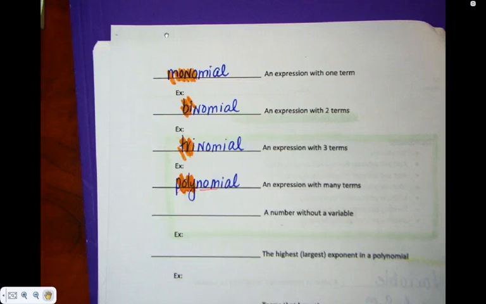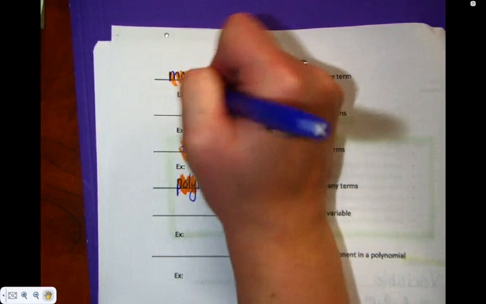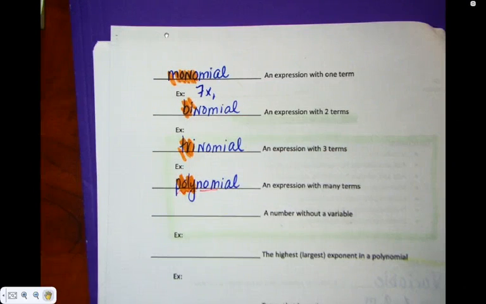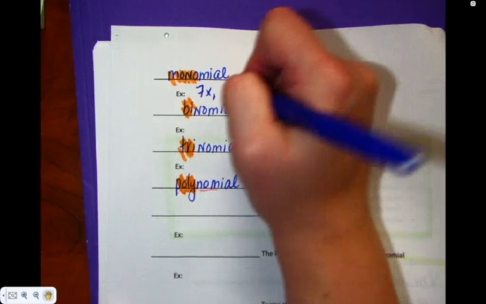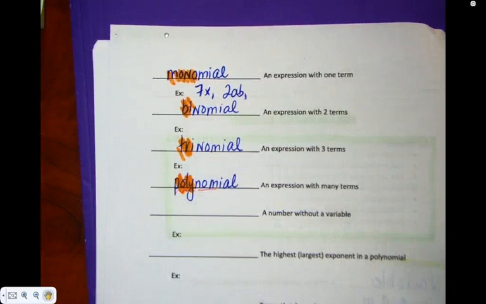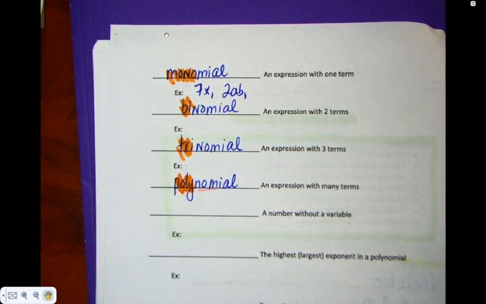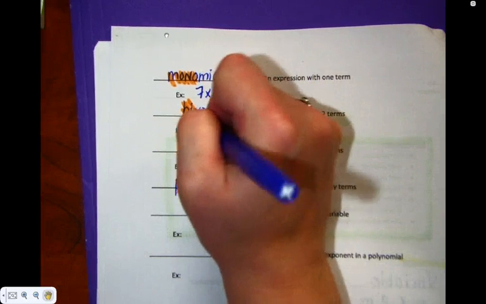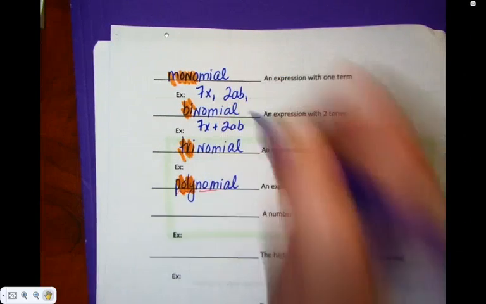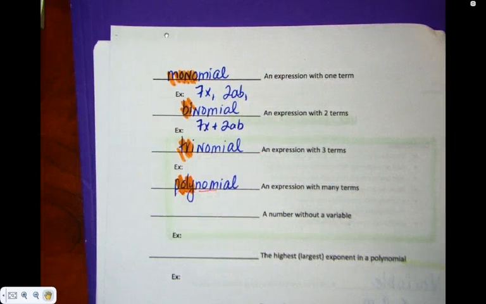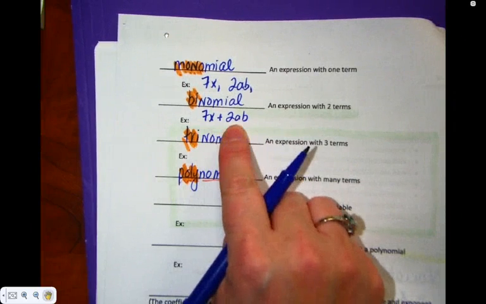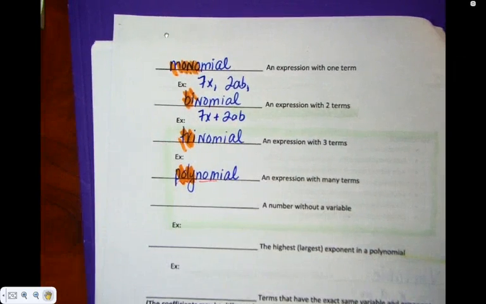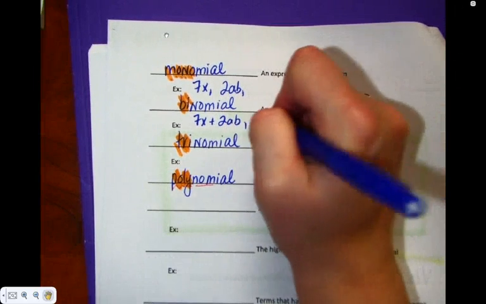So an example of a monomial means it has 1 term, so 7x. Even though that's 2 pieces, it's still 1 term because we're multiplying. 2ab is still 1 term, even though it's got 3 pieces because it's all multiplication. Let's look at an example of a binomial. A binomial would be 7x plus 2ab. Why is that a binomial? So it's really the additions and subtractions that separate terms. 7x is one term, 2ab is a second term. Two terms make it a binomial. Another example of a binomial could be x plus y.